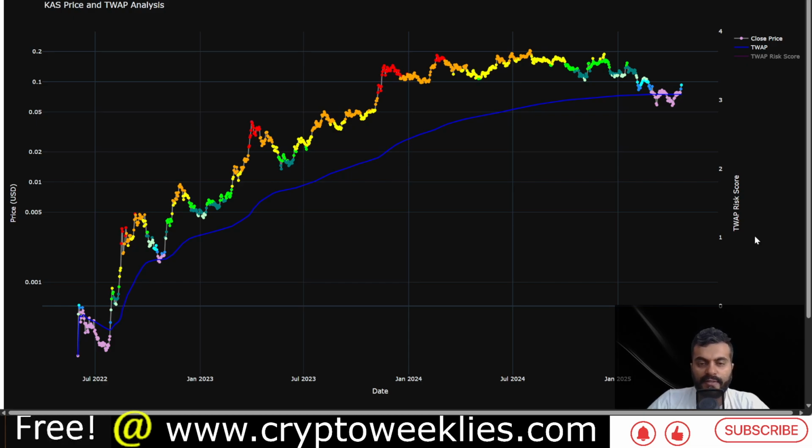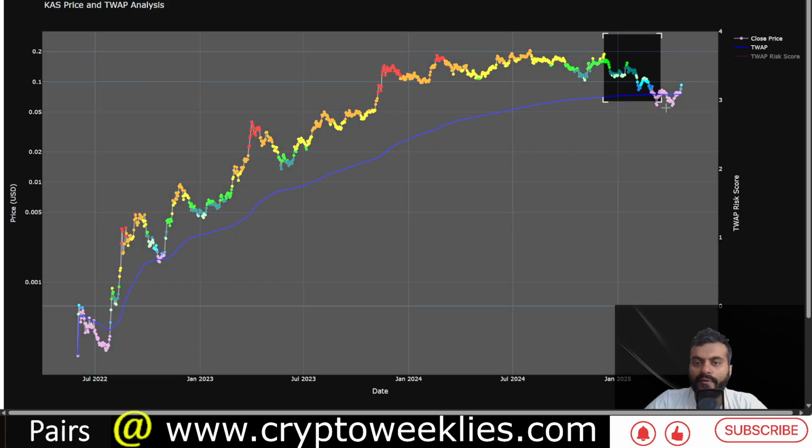Let's get started. The chart that you're seeing on the screen is the time-weighted average price chart, where the price, whenever it's above the blue line, represents somewhat of a time-weighted average price-based risk, where the risk levels are calculated and color coded based on how the price is doing with respect to the time-weighted average price. Most of the great buy zones for this model is whenever the price is trending close to the time-weighted average price and slightly below the time-weighted average price.